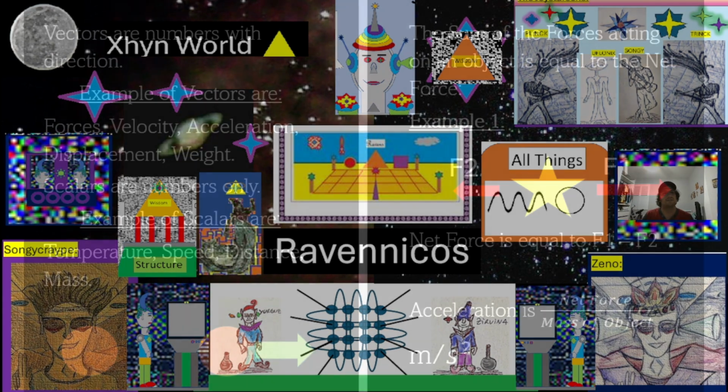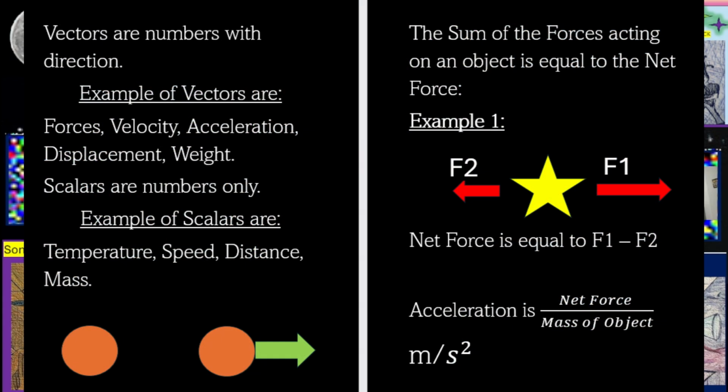The sum of the forces acting on an object is equal to the net force. So here we've got F1 and F2. The net force here will be F1 minus F2, and acceleration will be net force divided by the mass. And we get the acceleration because F equals ma, F over m gives you a.